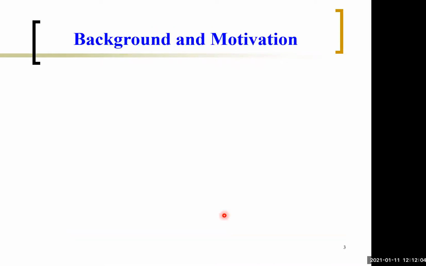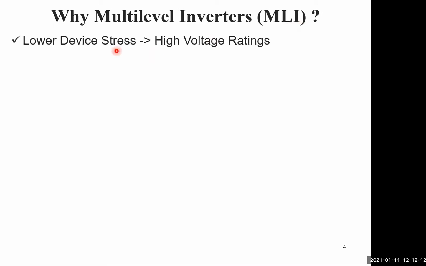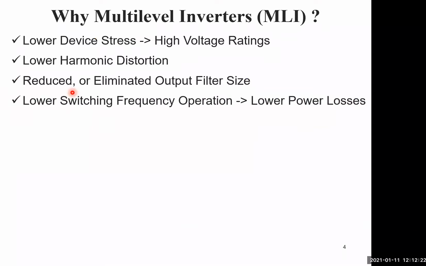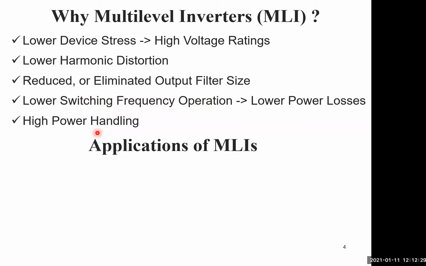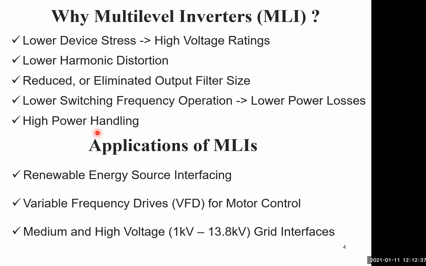We'll start with some background and motivation. First, why multi-level inverters, or MLIs for short? Multi-level inverters have lower device stress, which means higher voltage ratings, lower harmonic distortion, reduced or completely eliminated output filter size, lower switching frequency operation, which translates into lower power losses, and high power handling. Applications of MLIs include renewable energy source interfacing, variable frequency drives for motor control, and medium and high voltage grid interfaces.